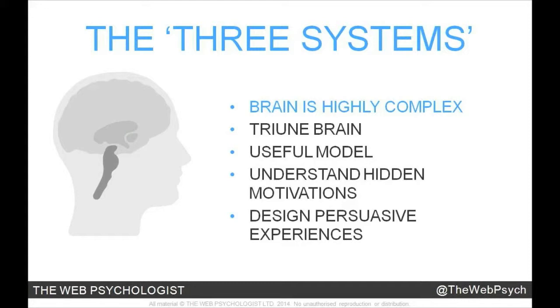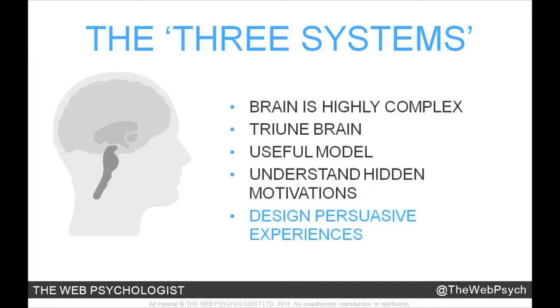So the brain is very complex. It's based on this idea of a triune brain, where people say, oh, you've got the lizard brain, then you have the mammalian brain, and the neocortex. The brain is much too complex to be reduced to these simplistic terms, but it provides a really useful model for understanding the motivations that initiate behaviors online. And these are usually subconscious. That enables us to design more persuasive experiences if we can understand these principles.